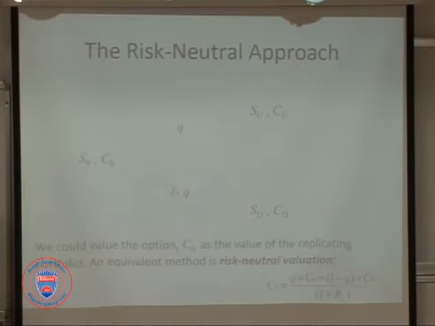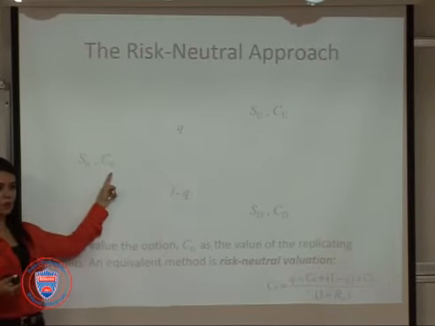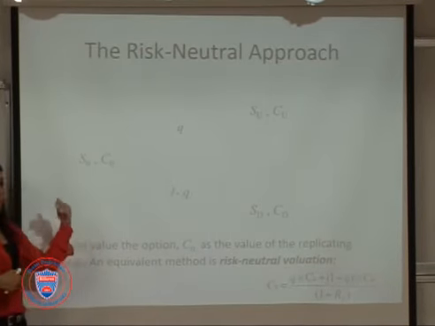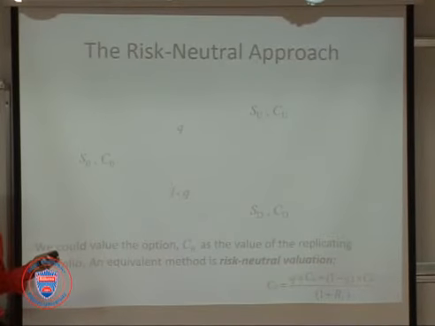So in this case, again, we have an up and down state, okay? The probability of having an up state is Q. The probability of having a down state is 1 minus Q. So the total probability should be equal to 1. At this point, the stock price is S0, the call price is C0. After one period, the stock price will either be SU or SD. The call payoff will be either CU or CD.